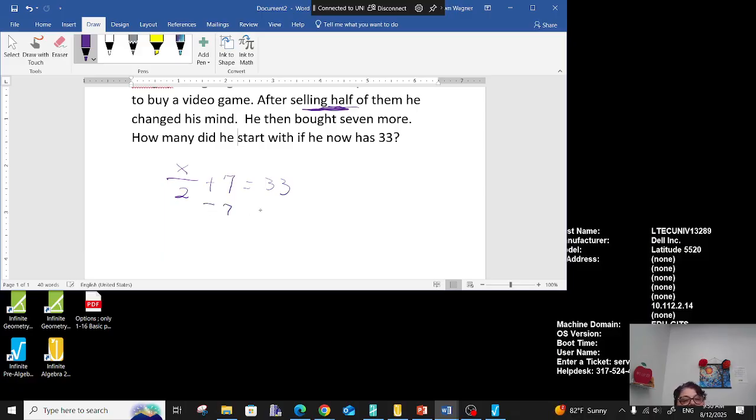Yeah, subtract 7. So X divided by 2 is equal to, what's 33 minus 7? 26. And what do I do with this 2? Multiply by 2. So how many stamps did he have when he started? 52 stamps.